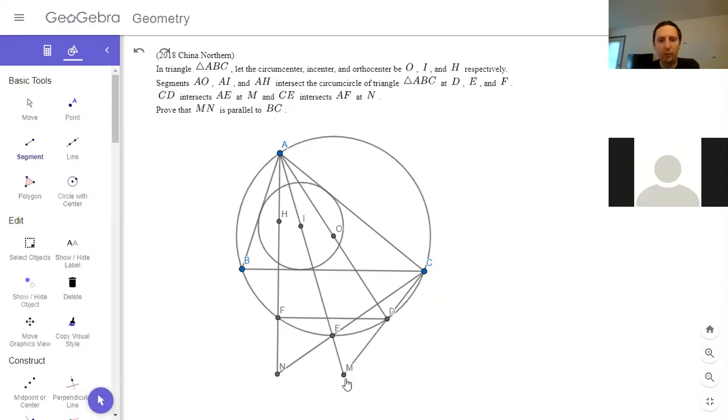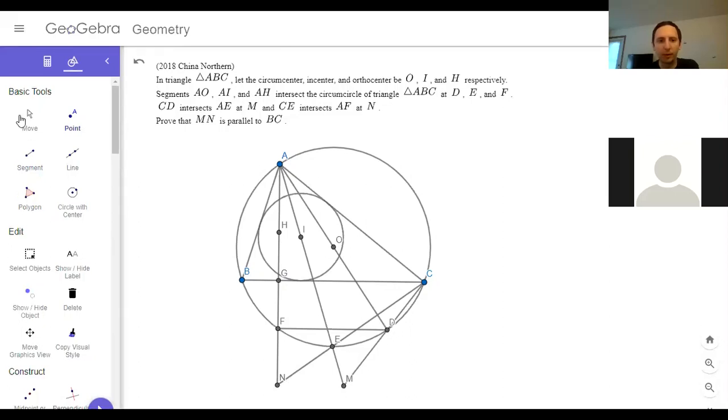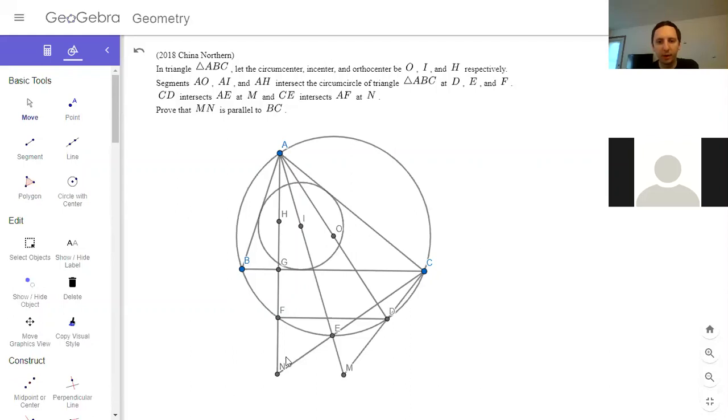So by power of a point, we have MD times MC is equal to ME times MA. We also have NF times NA is equal to NE times NC. Let me label this point right here. So basically we know the reflection of H over G is F. Isn't this just Reim's theorem? How is it Reim's theorem? Maybe you might be right.